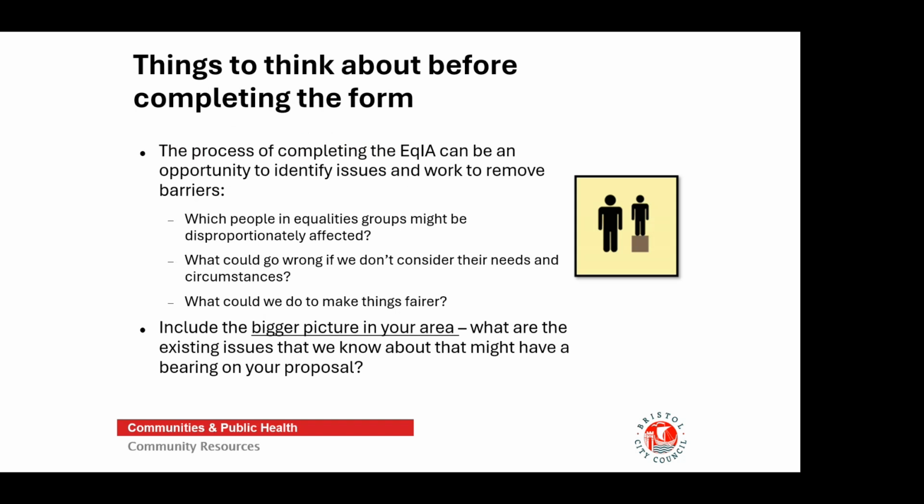So things to think about before completing the form. The process of completing the EQIA can be an opportunity to identify issues and work to remove barriers. So thinking about which people in equalities groups might be disproportionately affected, what could go wrong if we don't consider their needs and circumstances, what could we do to make things fairer? So you're thinking about the bigger picture in your area. What are the existing issues that you know that might have a bearing on your proposal?